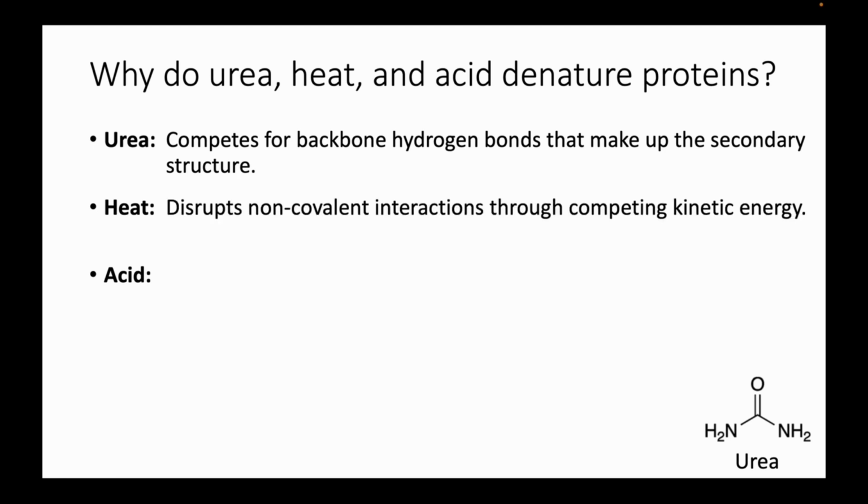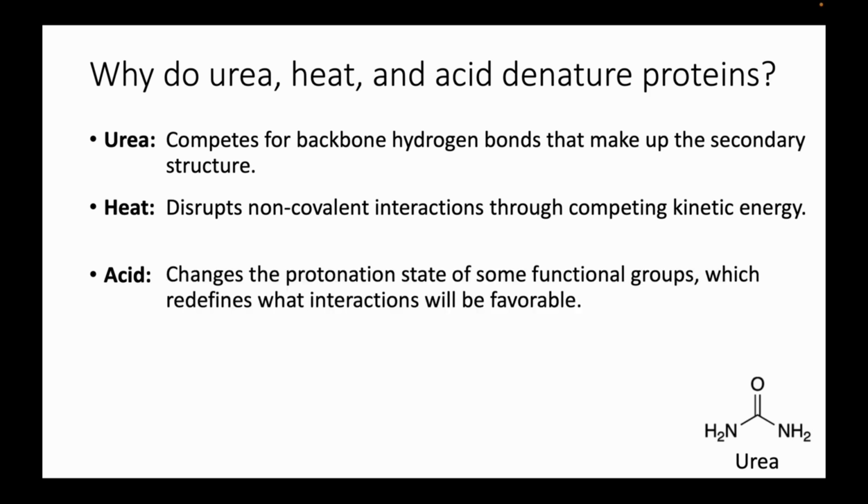Heat. Heat disrupts non-covalent interactions through competing kinetic energy. So basically the idea is the more you heat things up, the more they're moving, the more and more kinetic energy you put in, and then that kinetic energy competes for the energy that would be gained through non-covalent interactions. What about acid? So to understand acid, we have to think back to what we learned about pKa values and how molecules can have different charges at different pHs. So acid has the potential to change the protonation state of some functional groups, which will redefine which interactions will be favorable. So proteins, most of them are optimized to fold at a neutral pH 7.4. If the pH starts dropping, some of those interactions aren't going to work anymore.